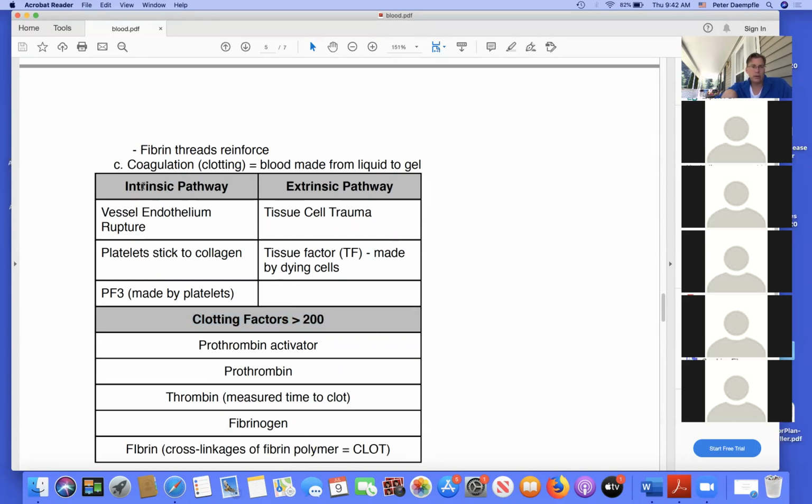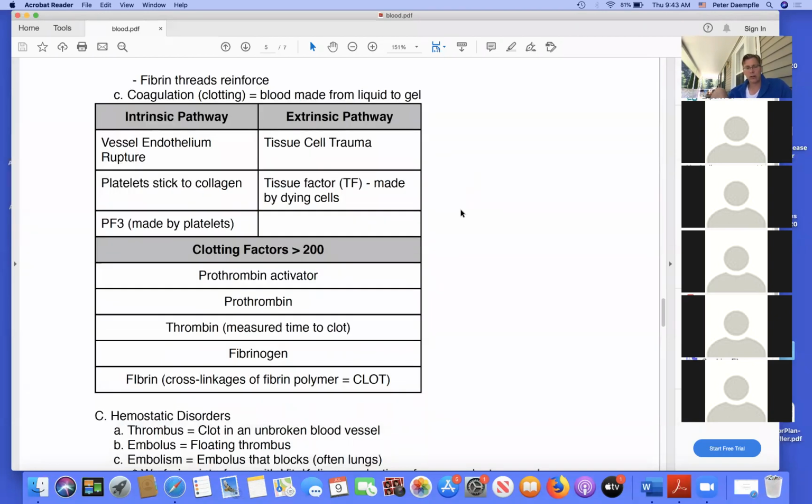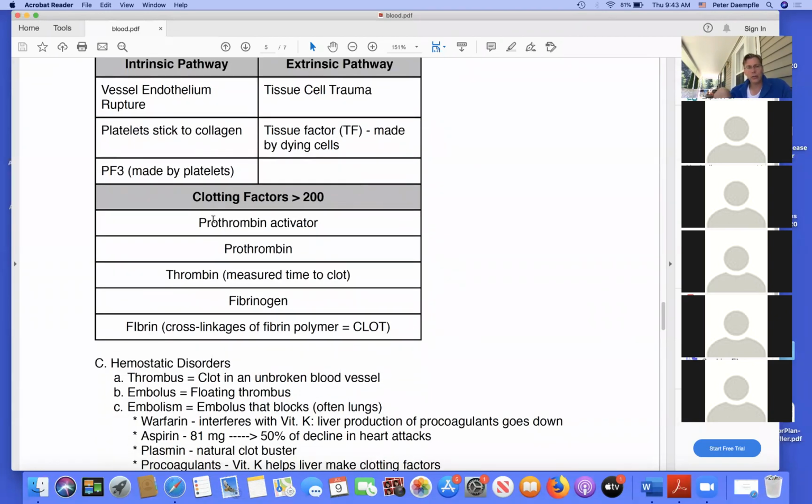If we go the intrinsic pathway, what do I mean by that? I mean if the inside of a vessel initiates the clot, as you can see in figure 13.3 on the right. The inside of the vessel is initiating a clot where platelets stick to the collagen fibers that are damaged in the vessel. PF3 is a chemical that's made by the platelets to start the clotting factor. And so what's happening? What's the clotting factor?